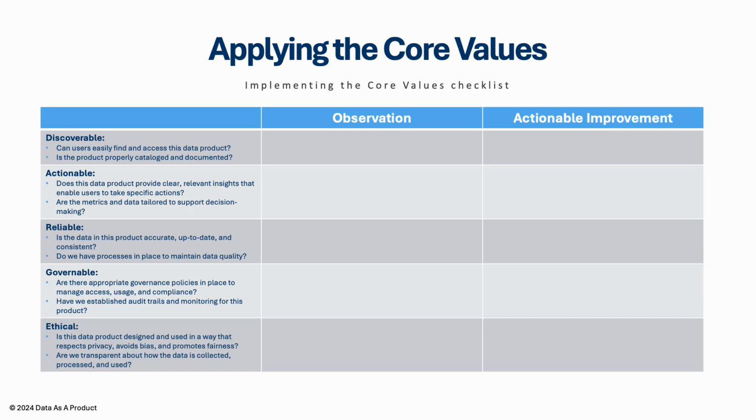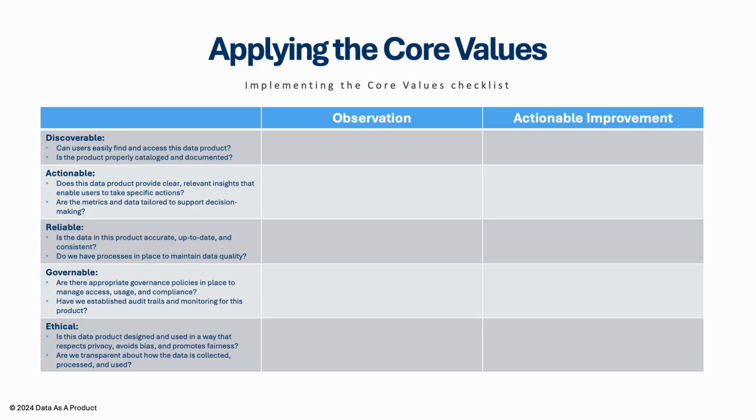For instance, if you found that the ethical considerations were lacking, you might decide to add an ethical review step before launching your product. If governance is an issue, you might plan to establish or update access controls to better protect the data. Now, for step 5, take a moment to reflect on what you've learned from this exercise.